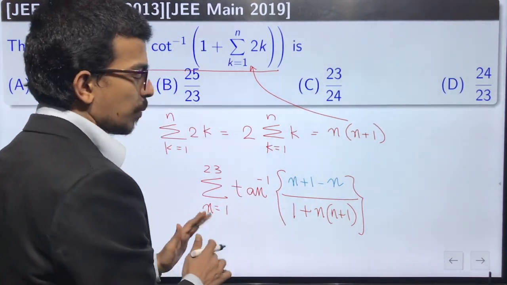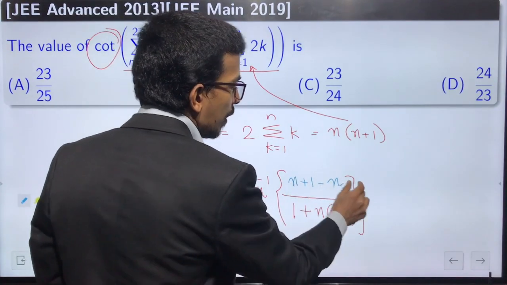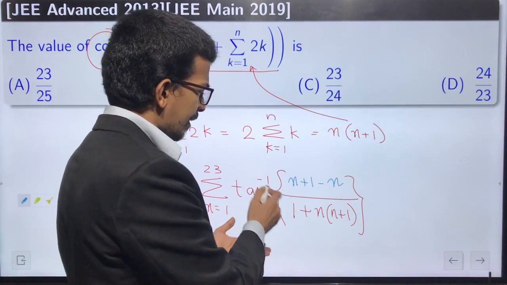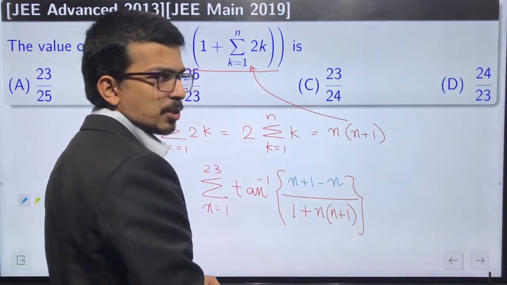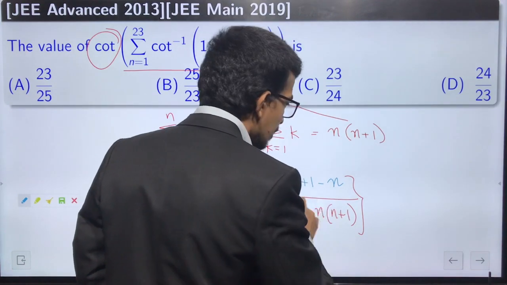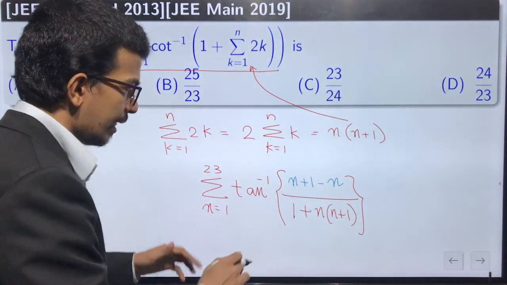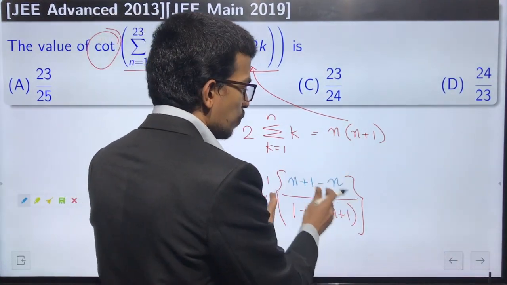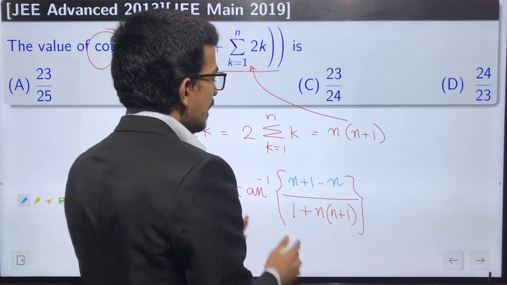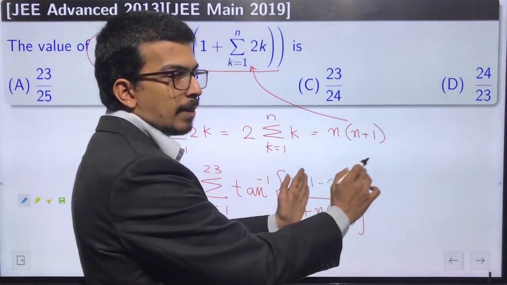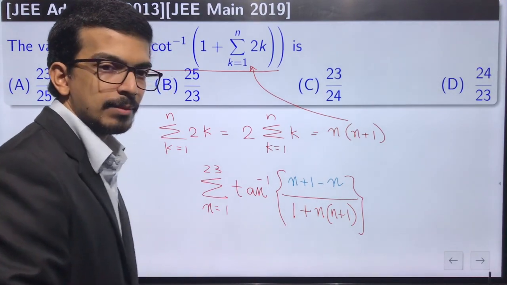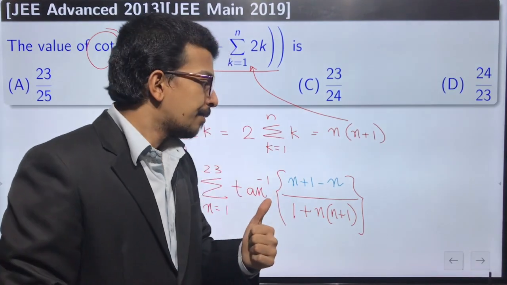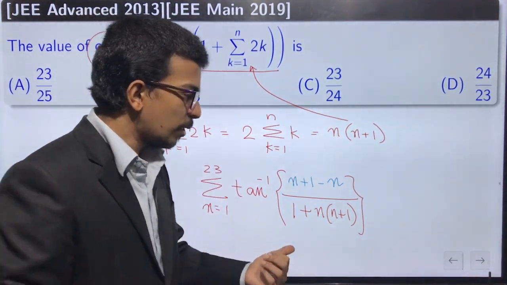Okay, now look at this expression. Now this is tan inverse of n plus 1 minus n by 1 plus n into n plus 1. So this is a common result, right? Tan inverse of x minus y by 1 plus xy. So the idea is we can rewrite this. In the next step, I'm going to rewrite this tan inverse of x minus y by 1 plus xy as tan inverse of x minus tan inverse of y. Okay, so far so good. Cool. Fine. Yes, so let's move on.